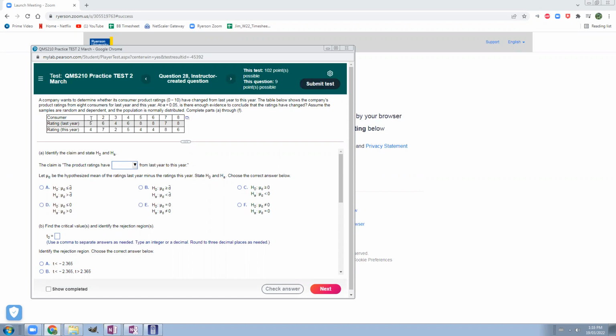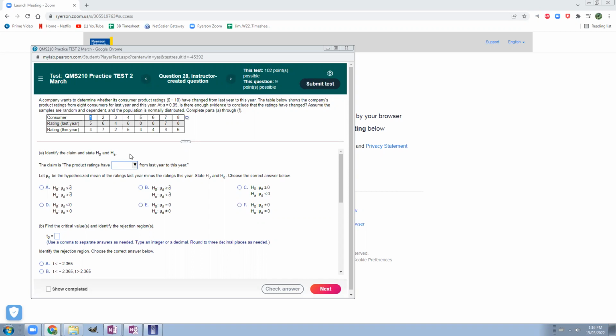So we've got a paired samples problem here, right? Consumer 1, we have their rating last year and this year. They think it's worse this year than last year. Consumer 2 thinks it's better, went from 6 to 7. Consumer 3 thinks it's worse, from 4 to 2, and so on. Right? And so we're going to identify the claim and state the hypotheses.